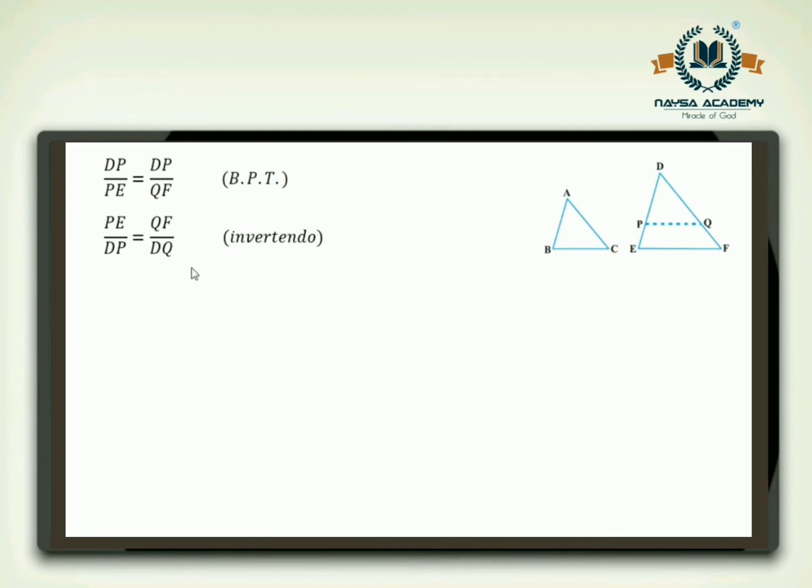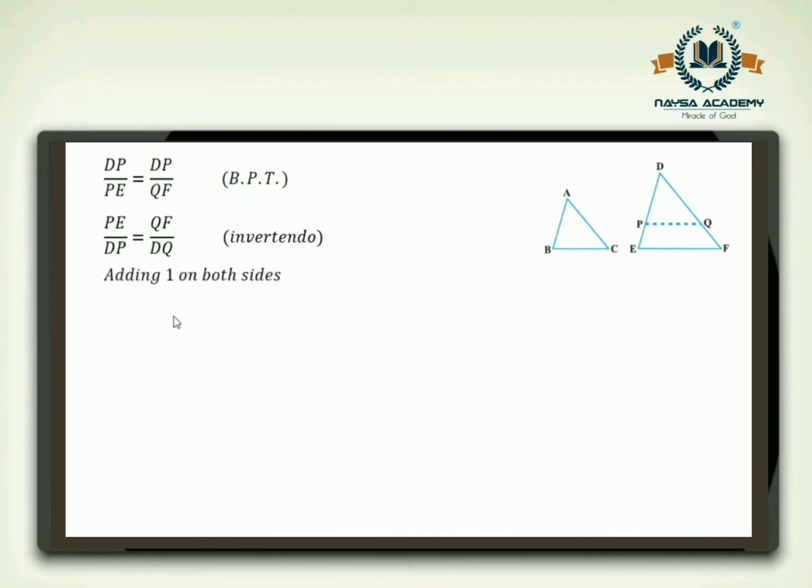Here what I want to prove is that this DP upon DE ratio is equal to DQ upon DF, and hence in place of DP I can write AB and in place of DQ I can write AC. So I can say that AB upon DE is equal to AC upon DF, right? So for that I want this DP as it is and I want DE. Therefore I use this invertendo property so that my DP will not change.